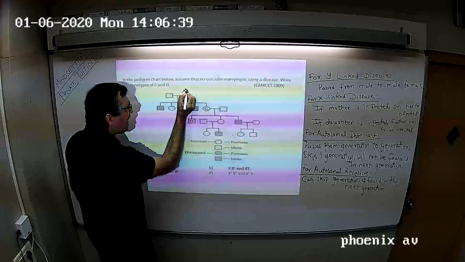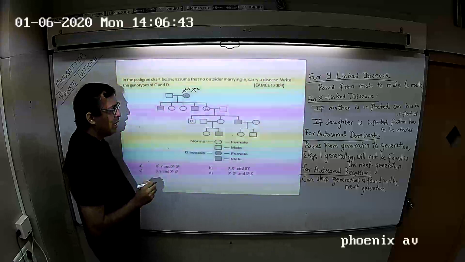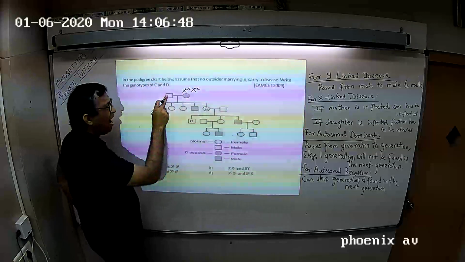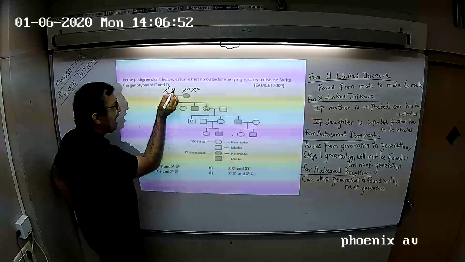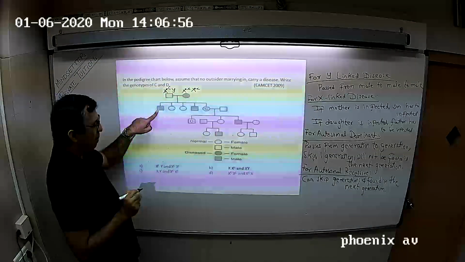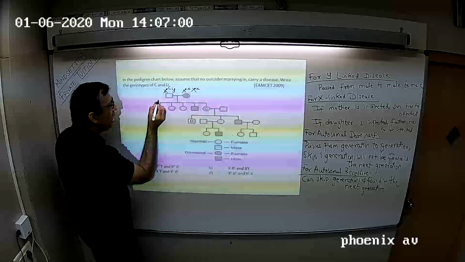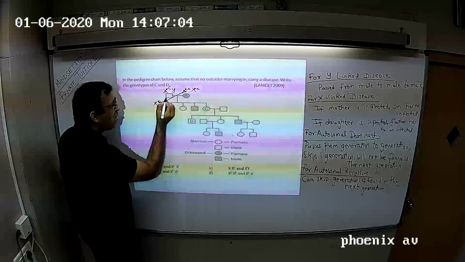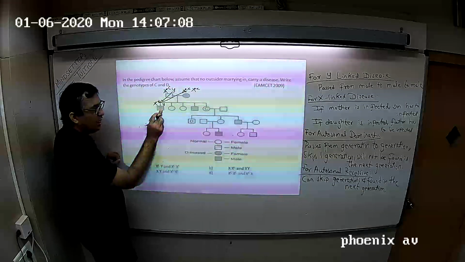So she is X small c, say for color blindness. She is X small c X small c for color blindness, and father can be normal. He is X capital C Y. And what will the son become? The son will become X small c Y. So son has become diseased.